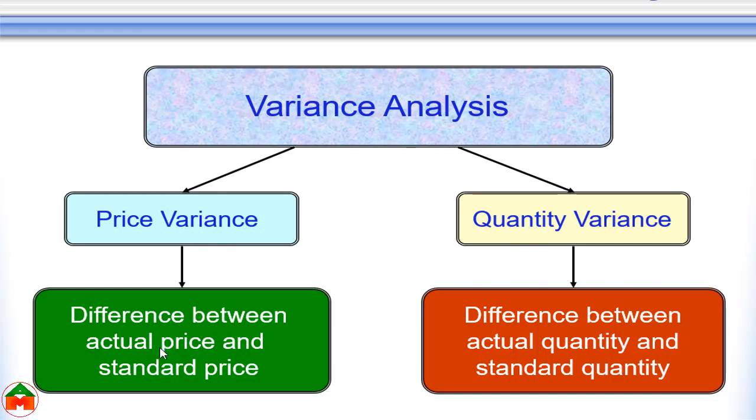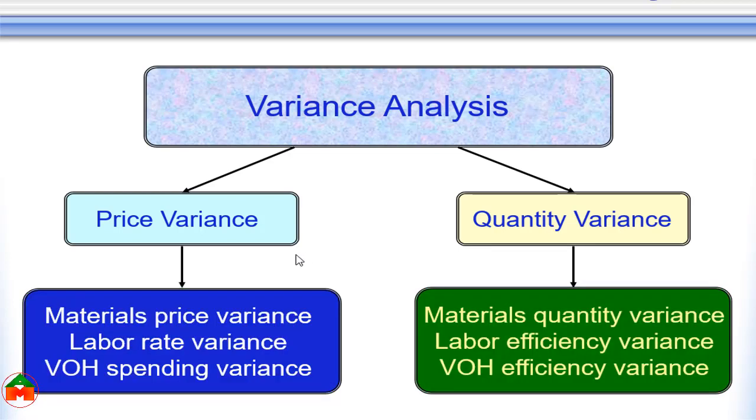We will compare actual and standard. We are going to find the price variance for material, price variance for labor which is known as labor rate variance, and price variance for variable overhead which is known as spending variance. On the other hand, we are going to calculate the quantity variance for material, quantity variance for labor which is known as labor efficiency variance, and quantity variance for variable overhead which is known as variable overhead efficiency variance.